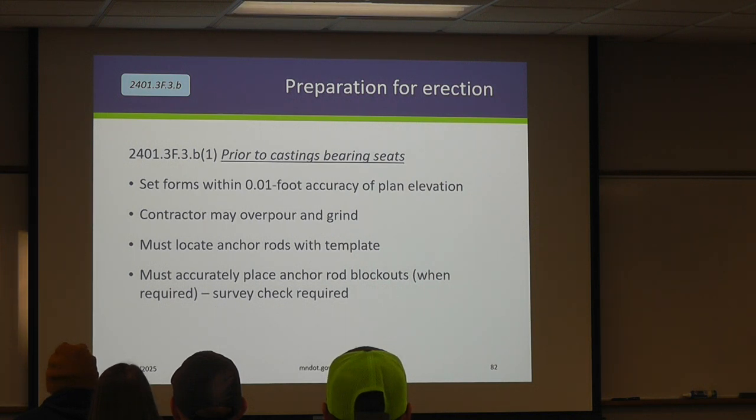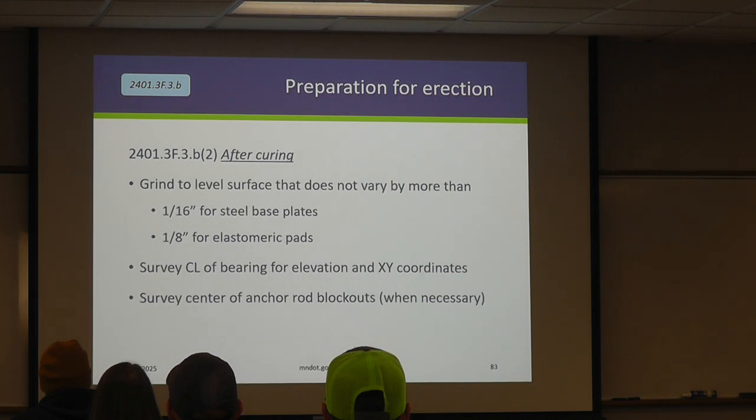And if you have anchor rod blockouts, or those ground tubes that I talked about a little bit earlier, they have to be appropriately placed. And now we have a requirement that they got to be checked with surface. So that's all prior to casting, prior to placement. After you've cured all this, we've got a couple different things they got to look at. First, it's got to be a level surface, right? We've had to go to the extent of defining what level is.